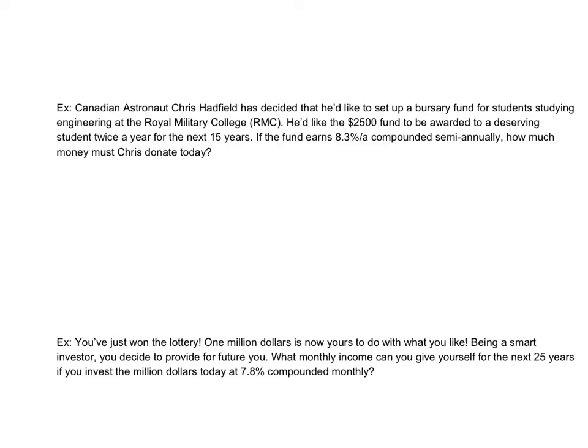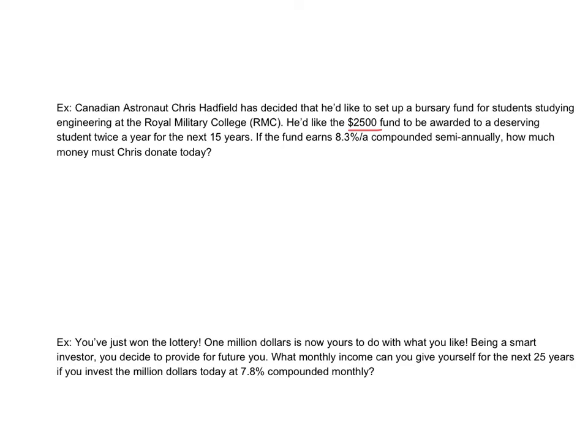So the question is asking how much he should put into the account today so that this student can withdraw or take away $2,500 twice a year. So the fact that the account starts with a certain amount and slowly you're withdrawing from it for this bursary, that is the clue that it is present value. So here's the key information.